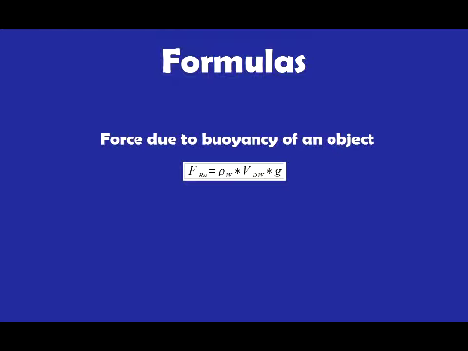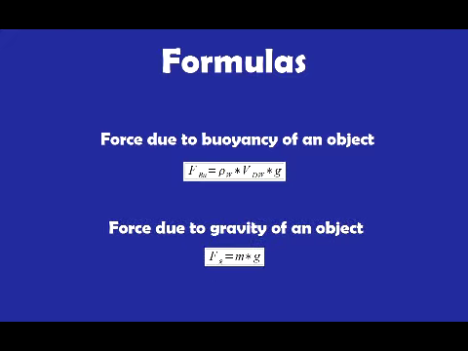The first formula we need is the formula due to the buoyancy of an object, which states that force buoyancy equals the density, that's what that rho is, density of water, times the volume of the water displaced, times g, which is acceleration due to gravity. And the second formula we need is force due to gravity on an object, so basically F equals ma, or force gravity equals mass times gravity.